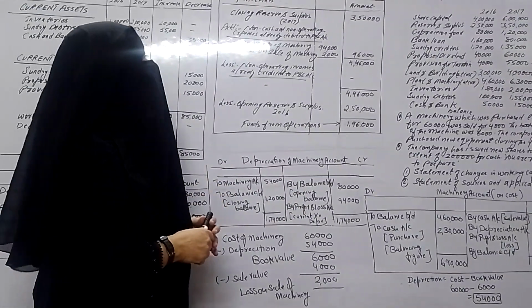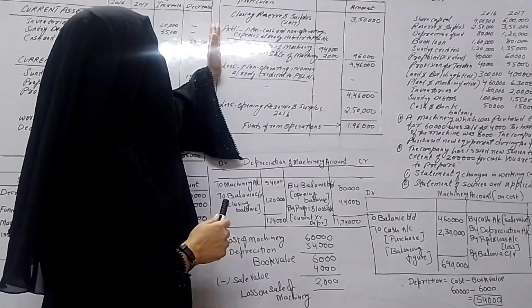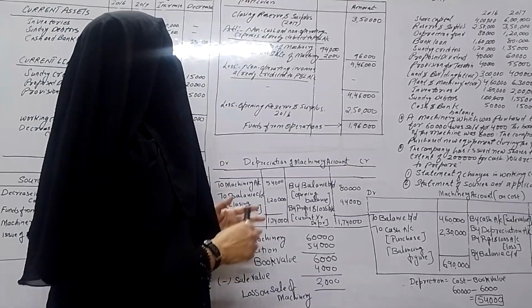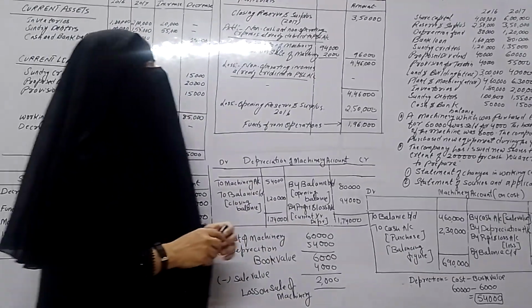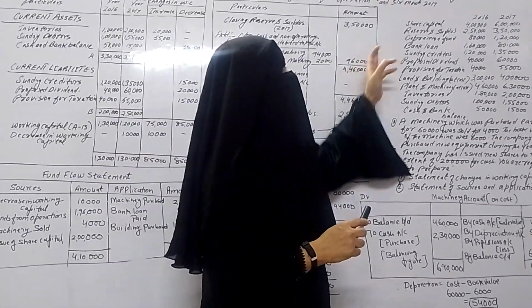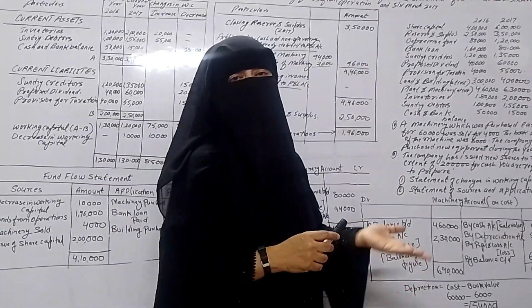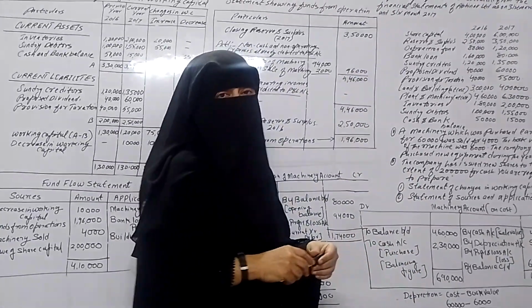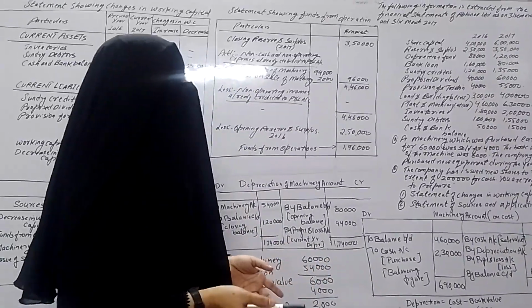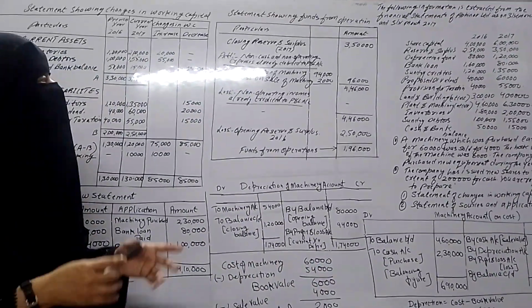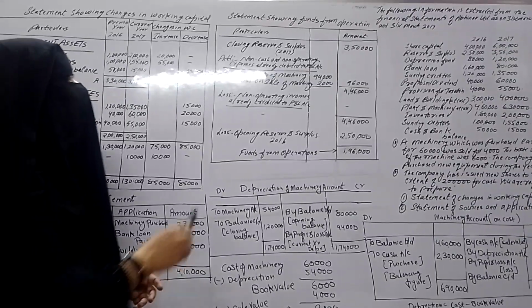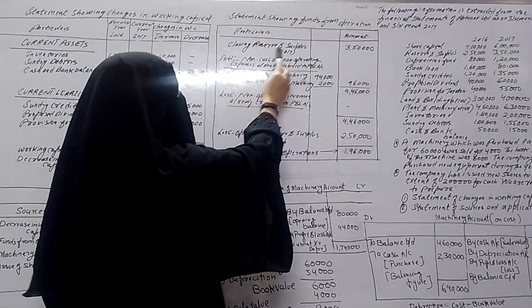Statement showing funds from operation. This is the second statement. For preparing this funds from operation statement, in the question it is given reserve and surplus. Sometimes it is given reserve and surplus, sometimes it is given profit and loss. So profit and loss account or reserve and surplus, whichever is given in the question, that we have to write first. So first, closing reserve and surplus.